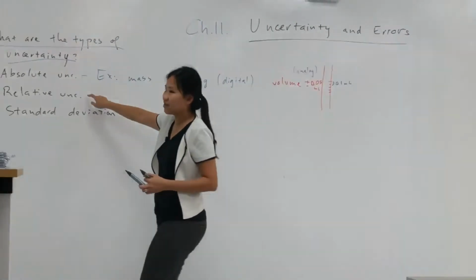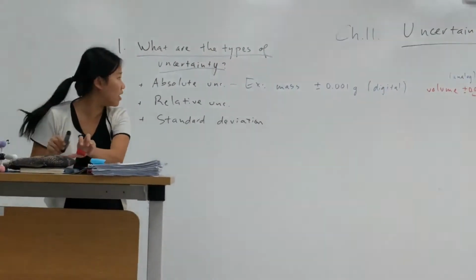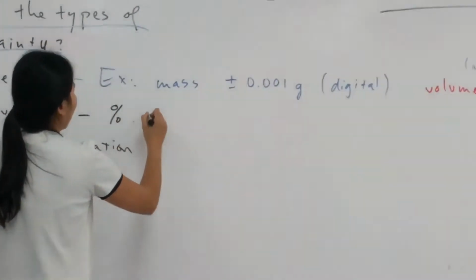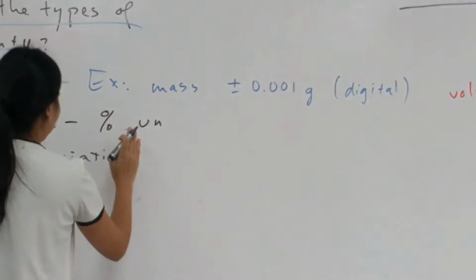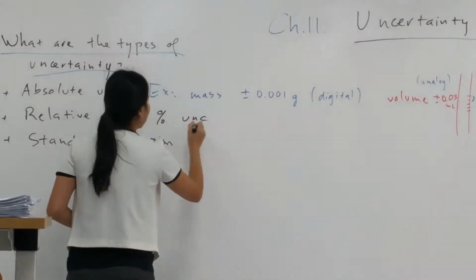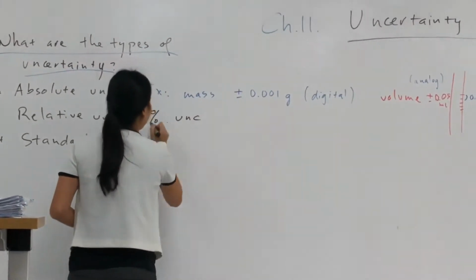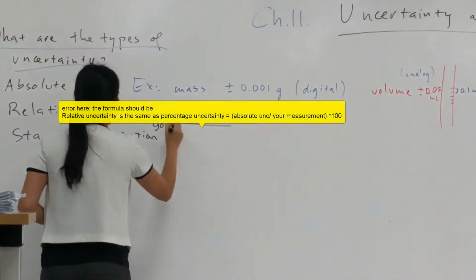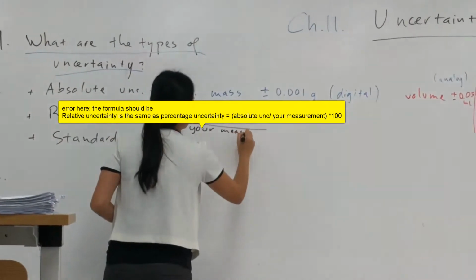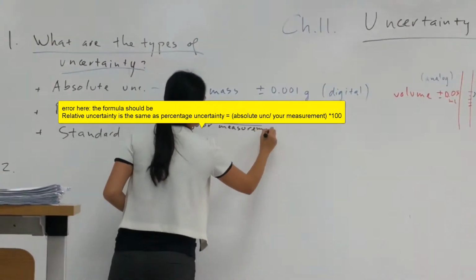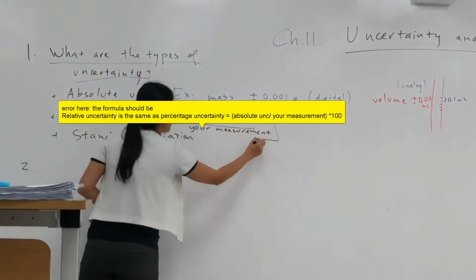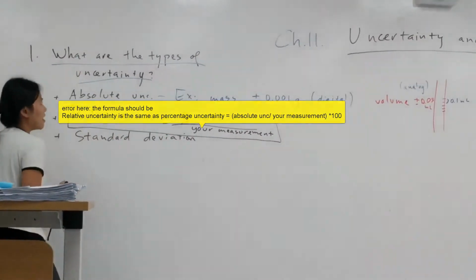The relative uncertainty, this one is a percentage of your uncertainty. Your uncertainty divided by your measurement. That's the formula. So relative uncertainty is equal to the percentage of your uncertainty divided by your measurement.